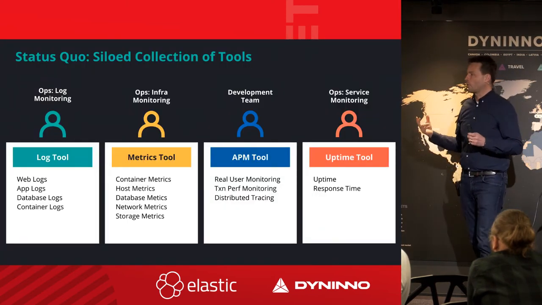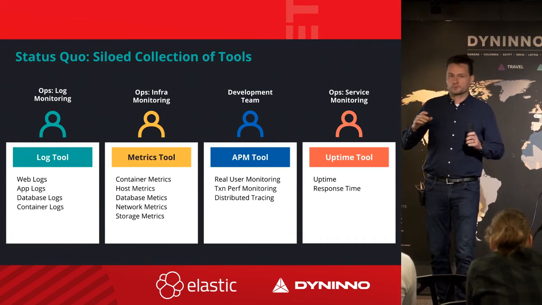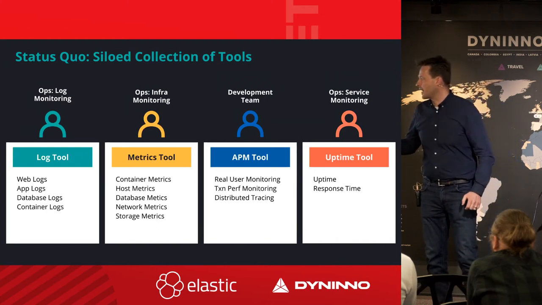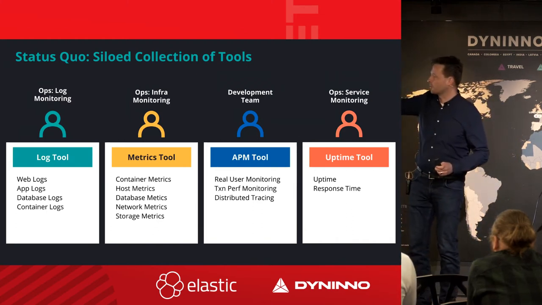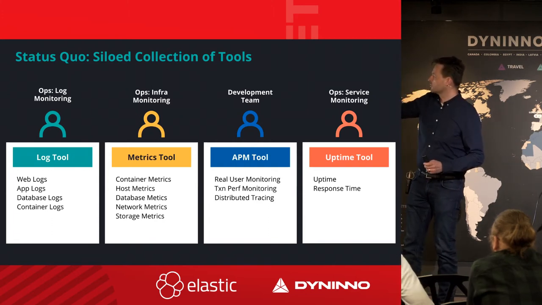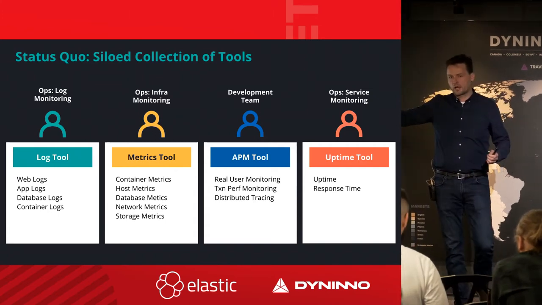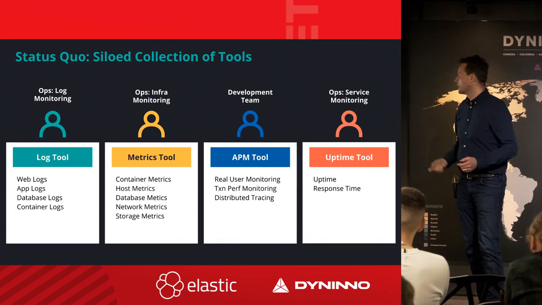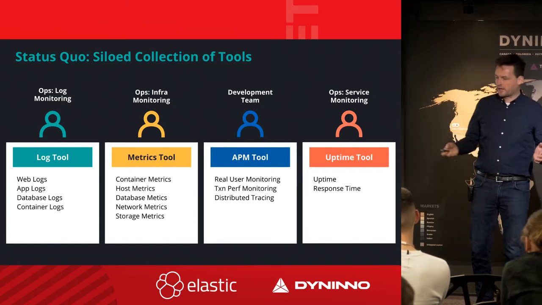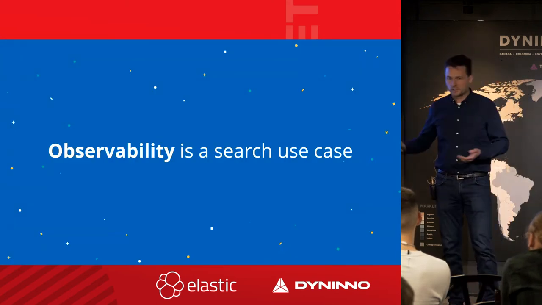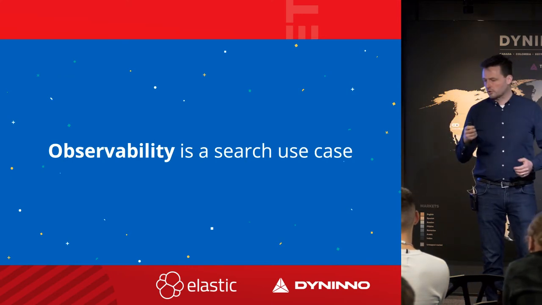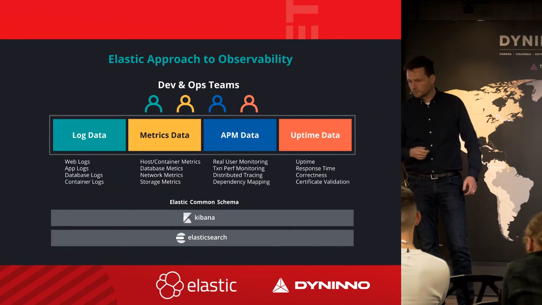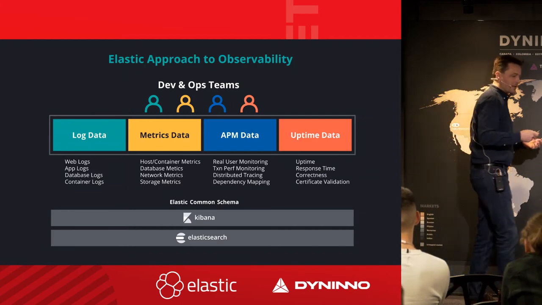Now, the traditional status quo for many companies is that you have your operations team doing something with a logging tool, you have another metrics tool that you're using, you've got dev using some kind of APM tool, probably a little bit of logging, and maybe not the same team or the same tool as the ops team is using, and then you have some uptime tool. But you don't have a single view of all that data. To us, observability is just another search use case. So you want to be able to search across all of that data. And we see the power of combining all of the data within a single tool: all the log data, all the metrics, all the APM data in a single tool.